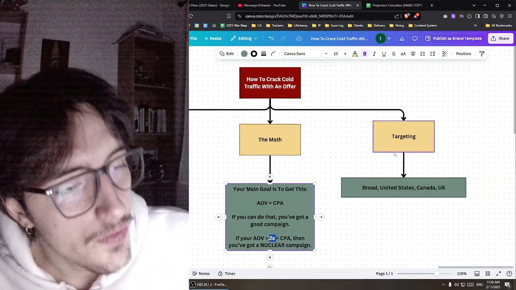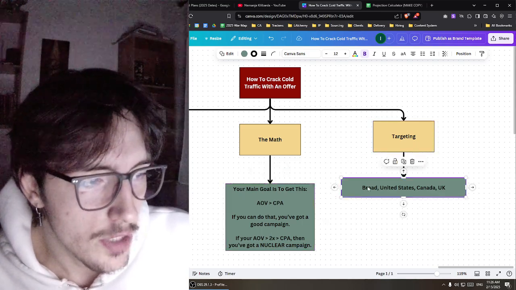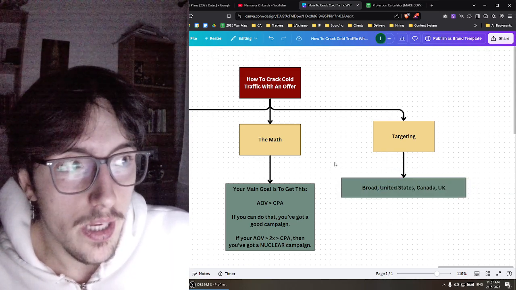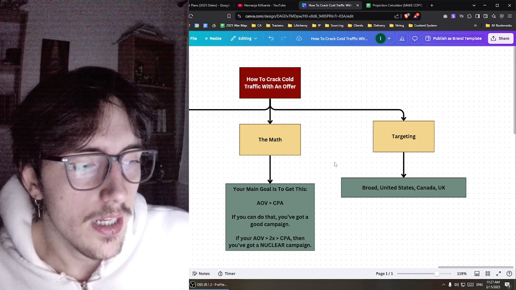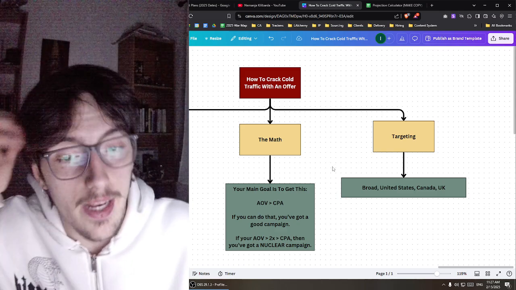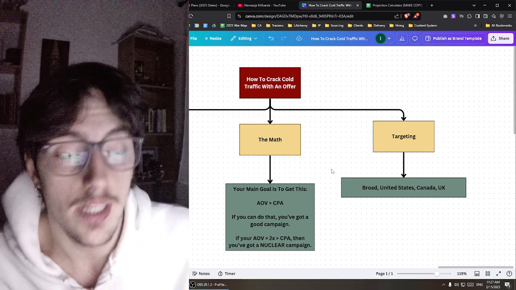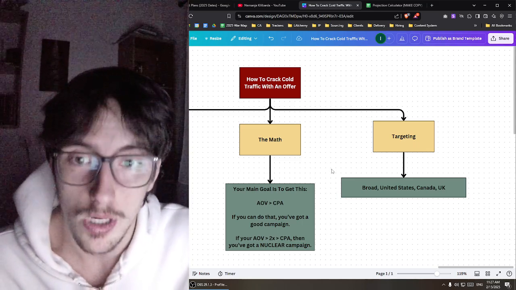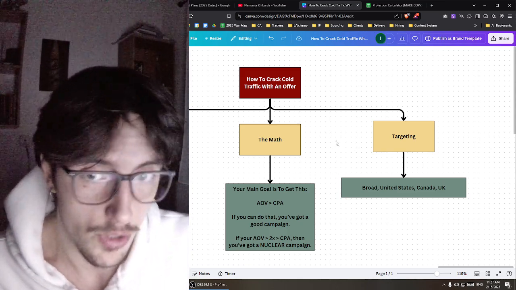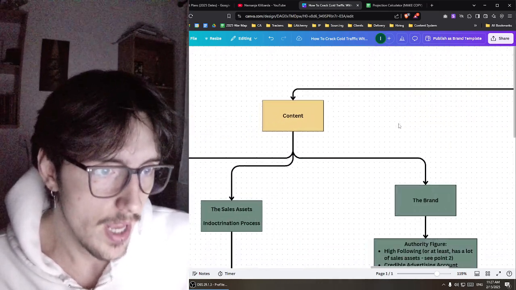In terms of targeting, we usually found that the best way to do targeting is just broad and English speaking countries. There's no amount of selection that you can do that can find your customers better than Facebook's AI algorithm. The pixel is just so good at finding the correct customers that you need. So you should just let it do its job. There's no reason for you to be meddling with that.